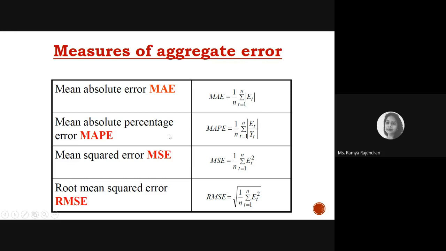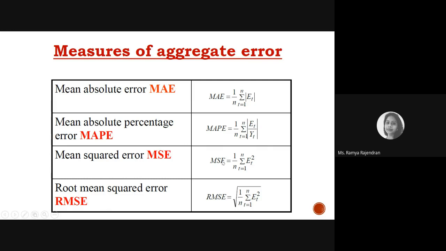The second one is MAPE, mean absolute percentage error. Here the formula is 1 by n summation of error divided by y. So this is the average of your absolute percentage error. Taking the average of your absolute percentage error is one of the popular forecasting accuracy measures used by statisticians in time series. So we know error is equal to y minus f, which is actual value minus predicted value.